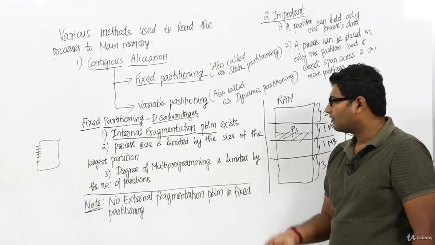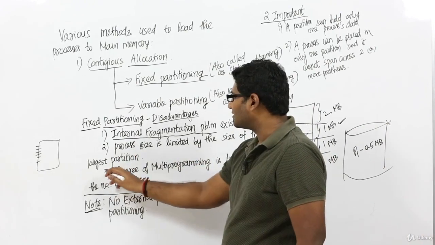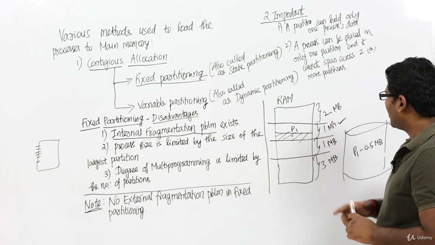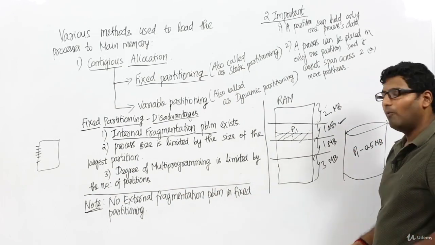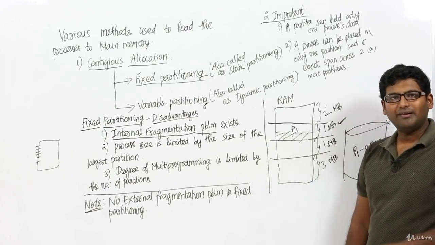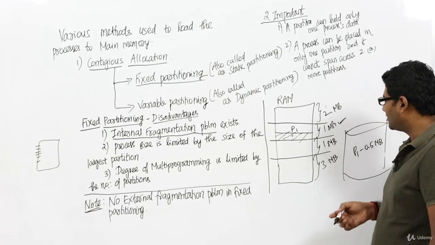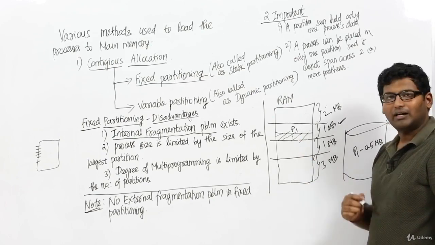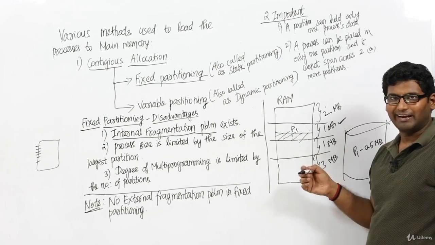Okay, fine. Now let's see the next disadvantage. Process size is limited by the size of the largest partition. It is very simple. See, as of now we have 4 partitions: 2 MB, 1 MB, 1 MB and 3 MB. Now what can be the maximum size of a process I can place over here? Only 3 MB, right? I cannot place a process more than 3 MB. Why? See, can I place a 4 MB process, 3 MB over here and 1 MB over here? That is not allowed, right? Why? Because a process cannot span across more than one partition, right?